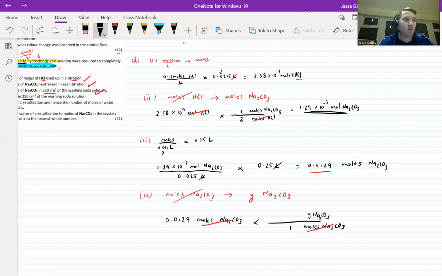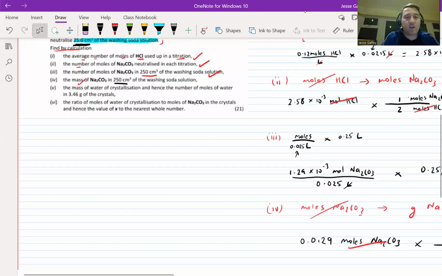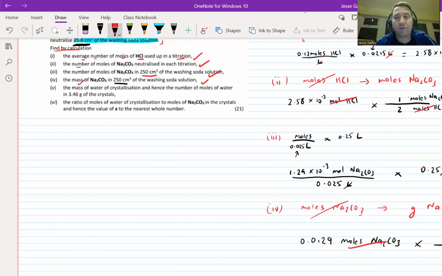Okay, and the molar mass here is 106. So that's what we should have got when we got the mass of Na2CO3. And when we convert to grams, then that is going to be 1.3674 grams of Na2CO3, which was in the 250 ml solution we made up in the beginning, or the 0.25 liter. It's the same thing. All right, so that is the mass in the washing soda. Sorry, the mass of washing soda in the 250.